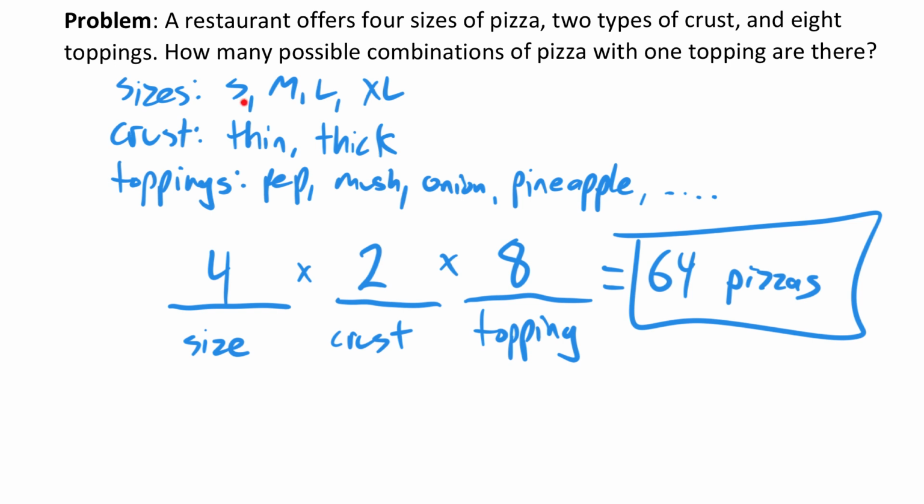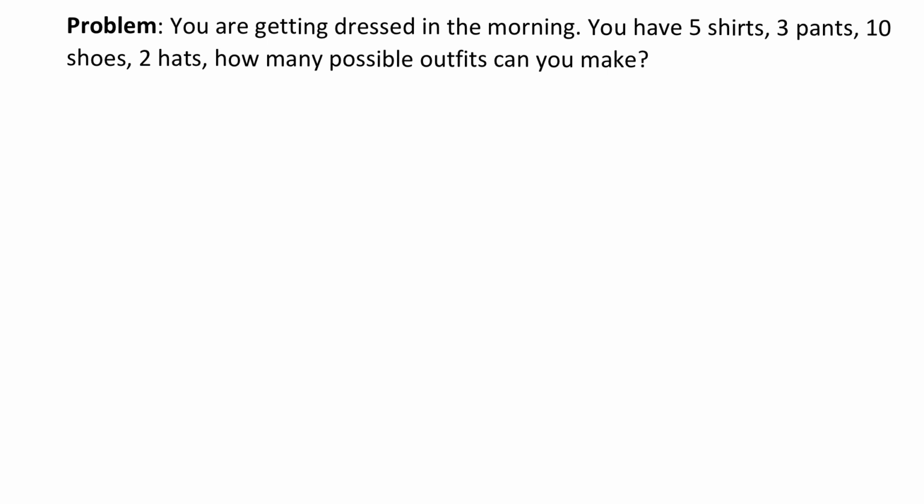So one pizza might be a small, thick crust pepperoni. One might be an extra large, thin crust mushroom. And you could write out all 64, but the formula allows us to come up with that answer of 64 much quicker than we could write them all out. All right, I encourage you to pause the video here and give this question a try. See what you come up with.